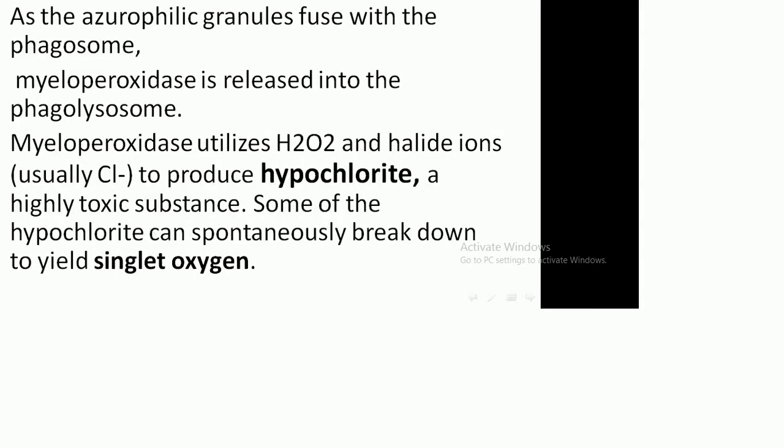And the second is oxygen-dependent, myeloperoxidase-dependent intracellular killing, as the eosinophilic granules fuse with the phagosome. Myeloperoxidase is released into the phagolysosome and leads to production of hypochlorite, a highly toxic substance, and some hypochlorite breaks down to yield singlet oxygen. The other pathway is the oxygen-independent pathway by lysozyme, defensin, lactoferrin and other hydrolytic enzymes.